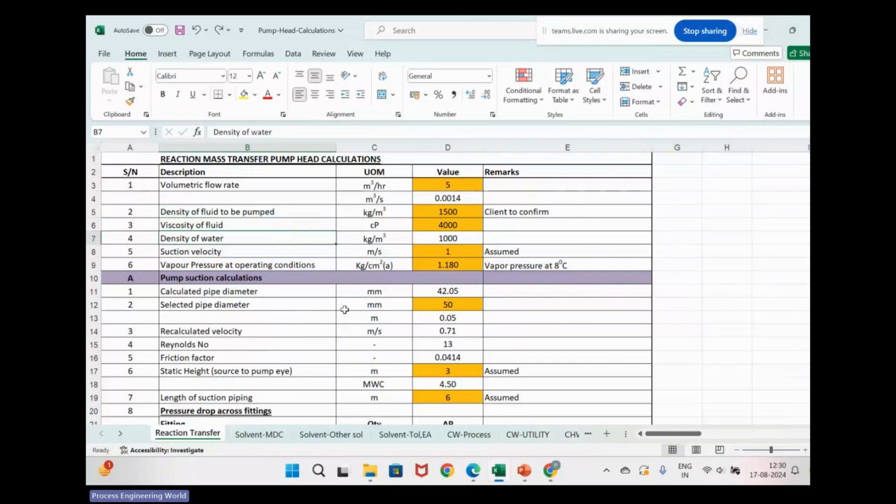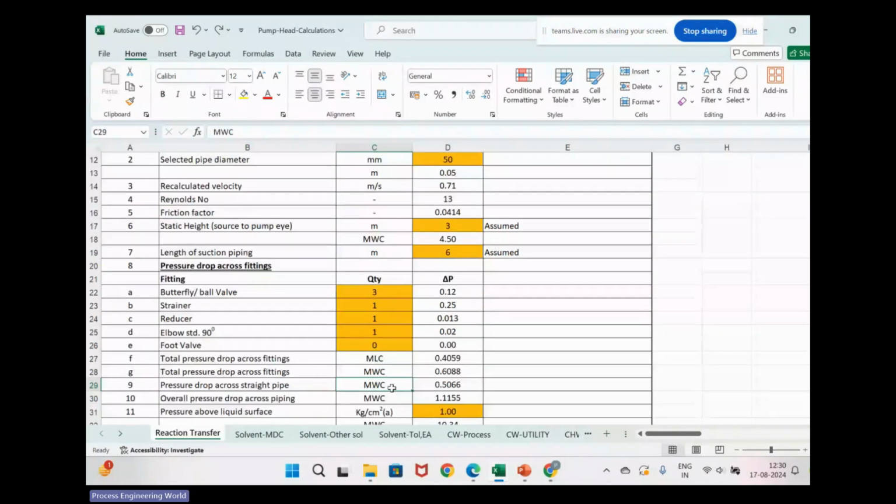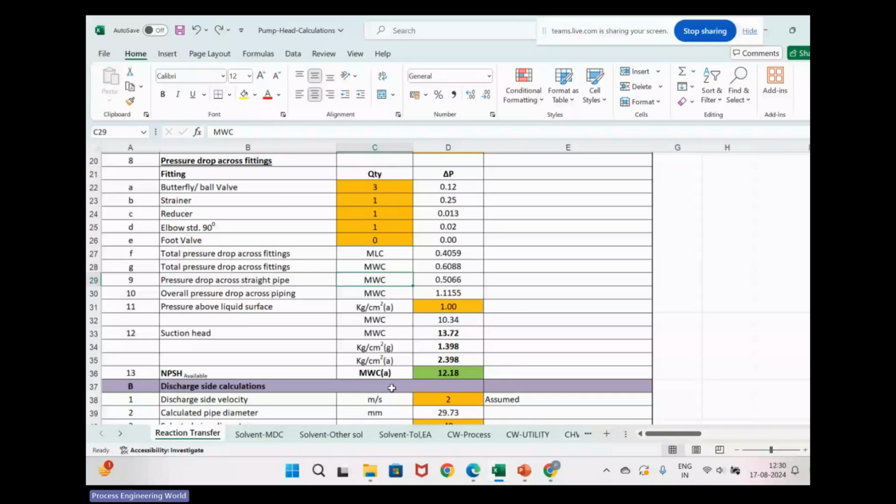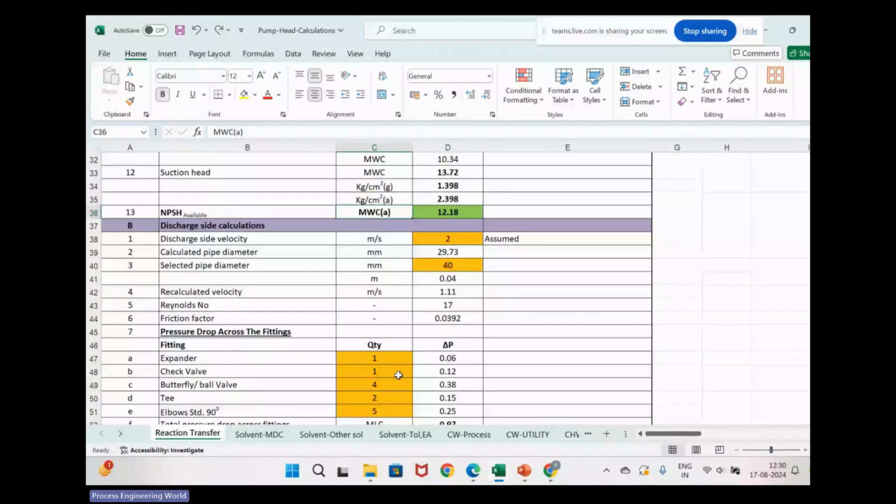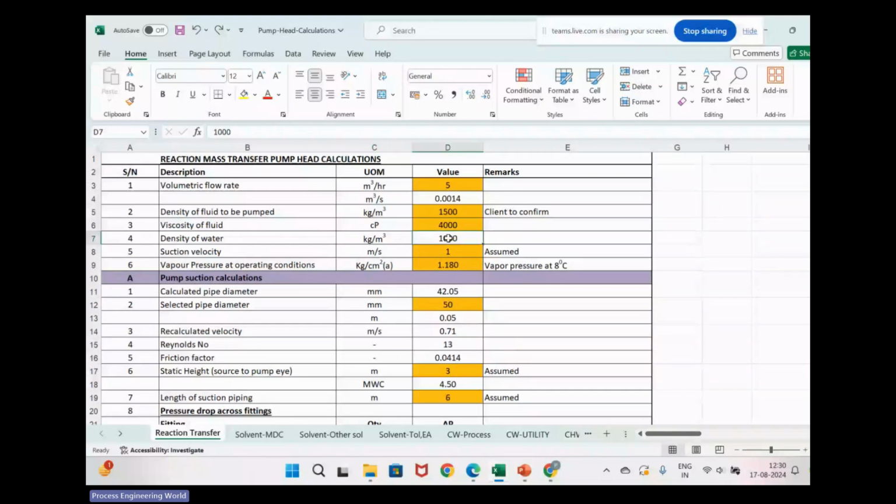Why? Because you are seeing MWC every year, meters of water column. So for converting it into meters of water column, you need the density of water as a reference. Because why are we using meters of water column? Because generally the density of our reaction mass, which we take as a reference, would be higher than the density of water.